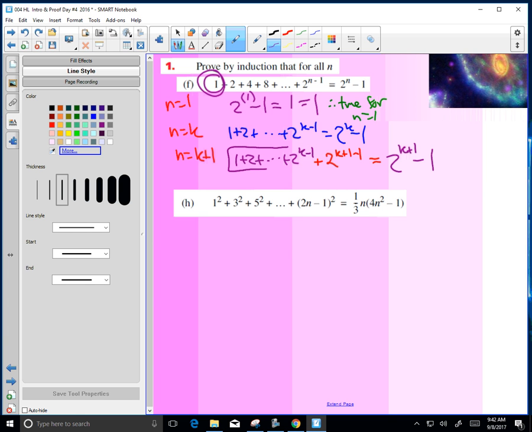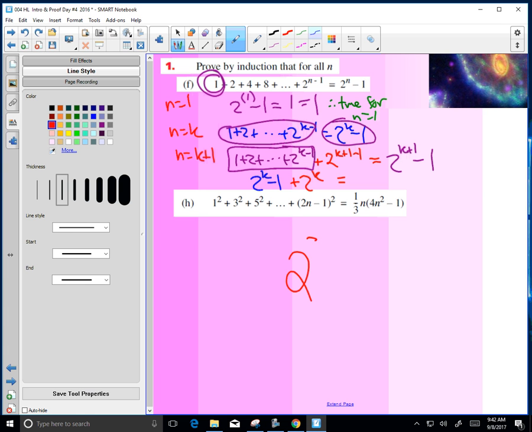This whole part here can be replaced with what? 2 to the k minus 1, right? This is my assumption. I can replace this with 2 to the k minus 1. And then this red part is just 2 to the k. This guy here, this is something you probably struggle with.